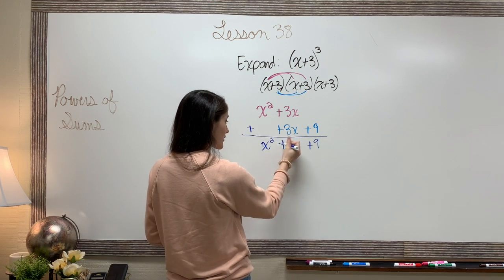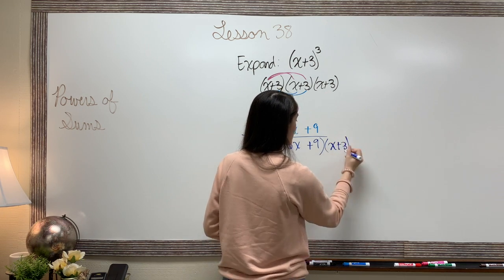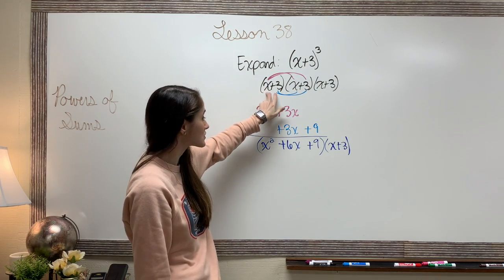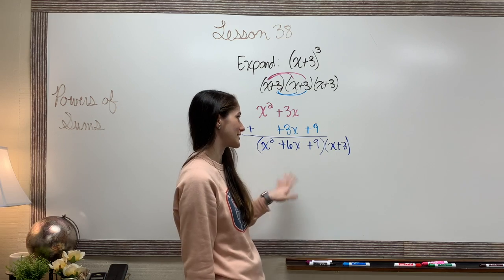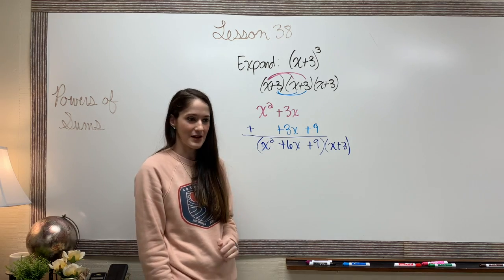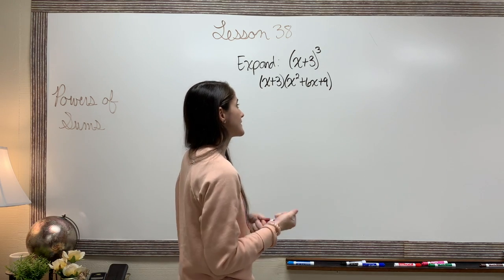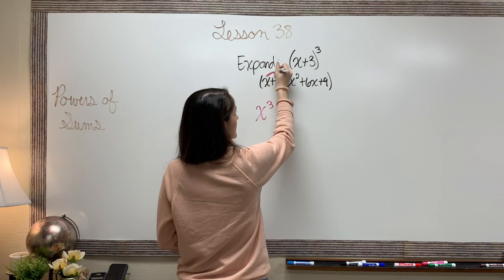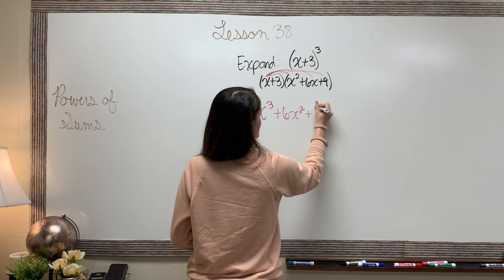And what I have to remember is that this whole thing is being multiplied by this third x plus 3. So now I'm going to do the same thing I did up here, except instead of having 2 terms, I'm going to have 3 terms that this x plus 3 is getting distributed to. So we're going to rewrite this with this part moving up, and then we'll multiply that out. Okay, so now we are going to take this x and distribute it to all 3 parts in the second parenthesis. So x times x squared is going to be x cubed, and this will be plus 6x squared, and then plus 9x.